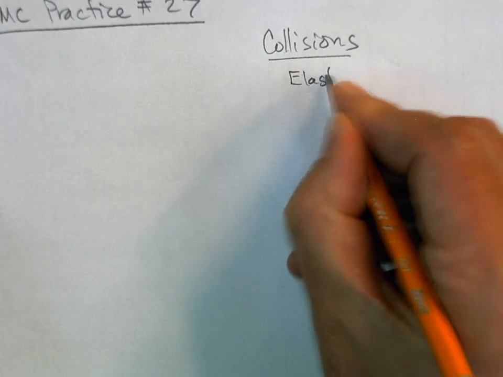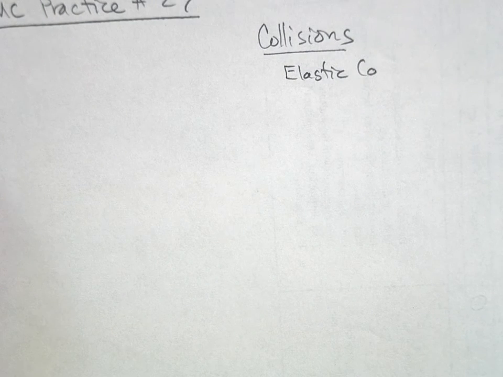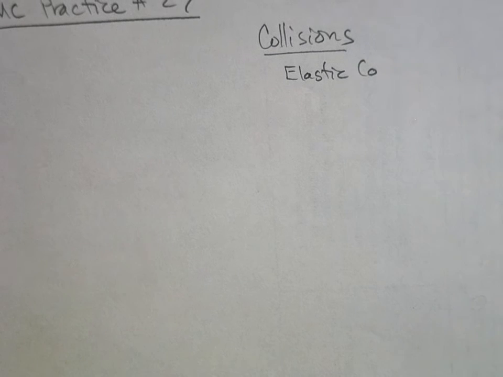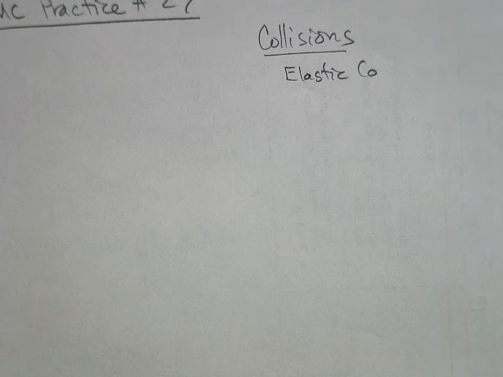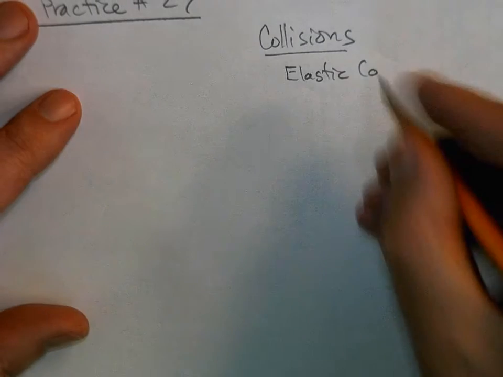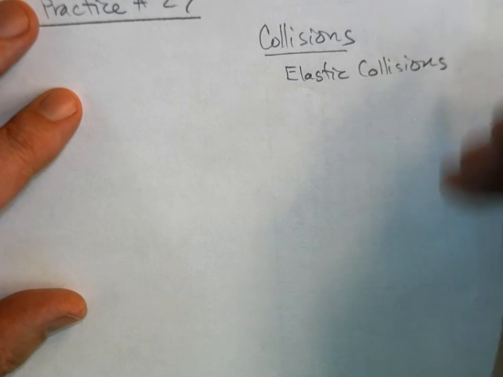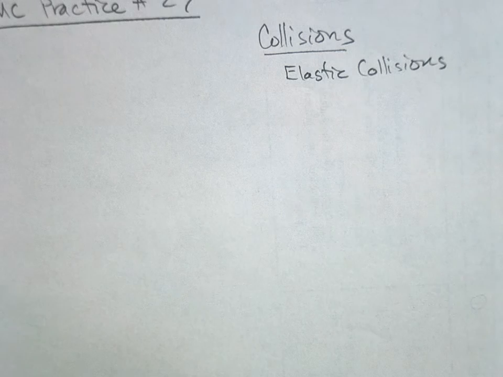elastic collisions. Now, one of the options was perfectly elastic. That doesn't really make sense. If it's elastic, it's perfect. There's no almost perfectly elastic. It's just elastic collisions. And when you have an elastic collision, two objects come together and they fly apart. They push on each other, right?